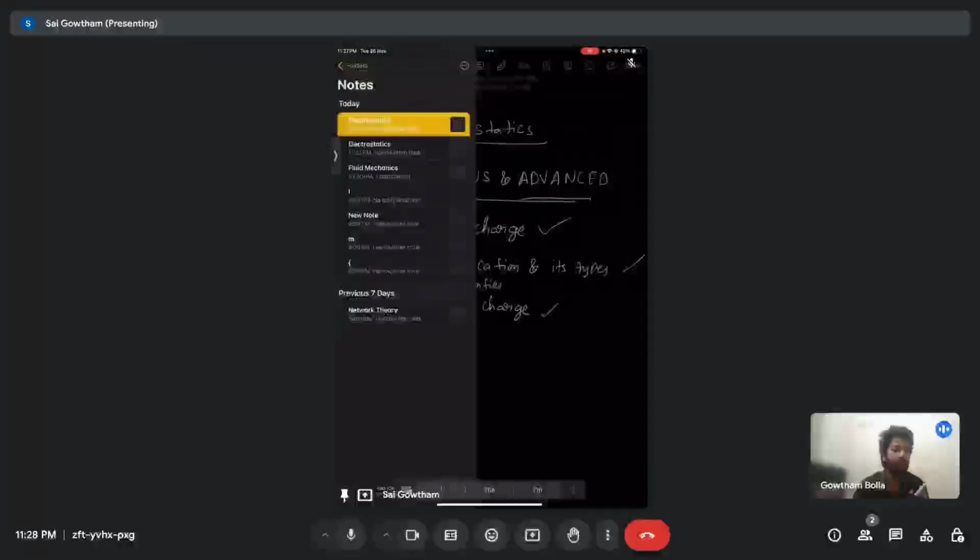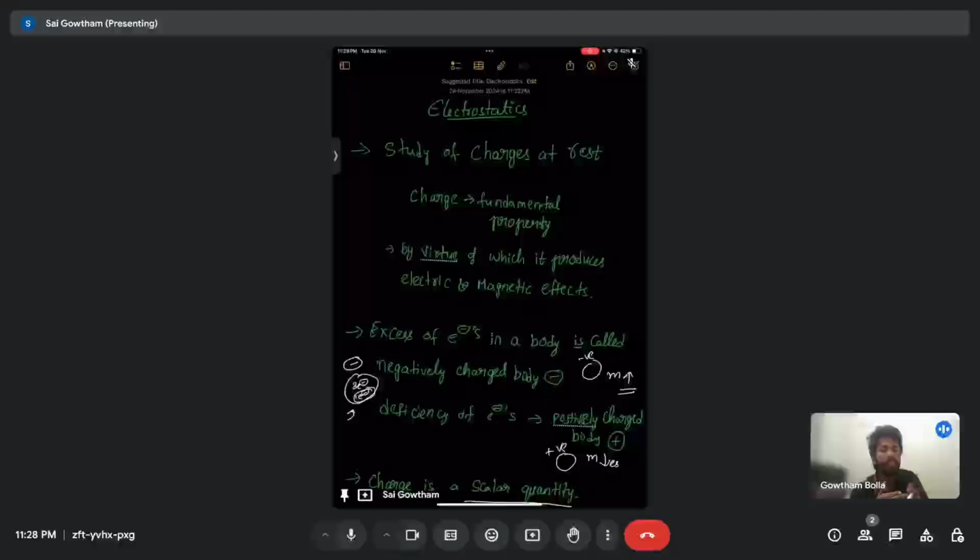Say in a body, if the number of electrons is more, then it is said to be a negatively charged body. And a body is said to be positively charged if the number of electrons is less than in the ideal or neutral body. Simply, excess of electrons in a body is called a negatively charged body, and the deficiency of electrons in a body is called a positively charged body.